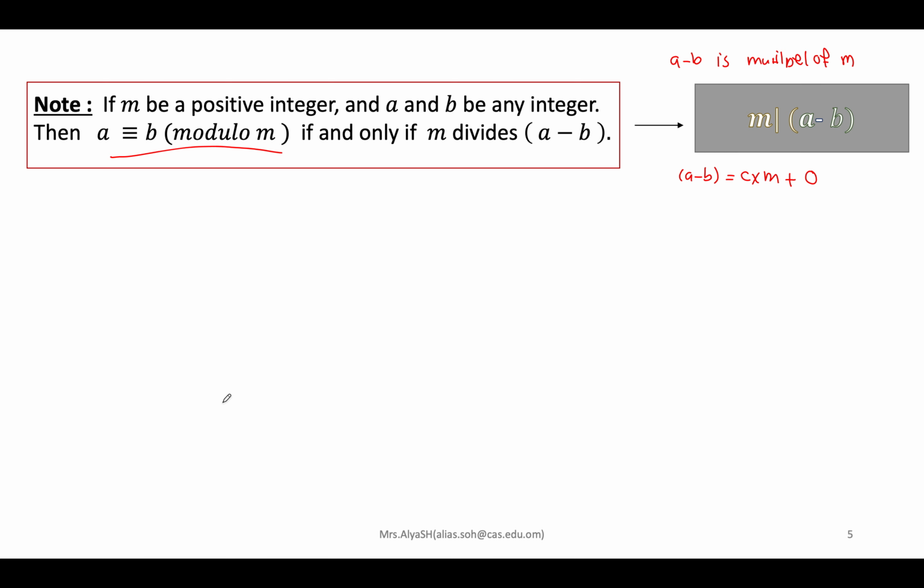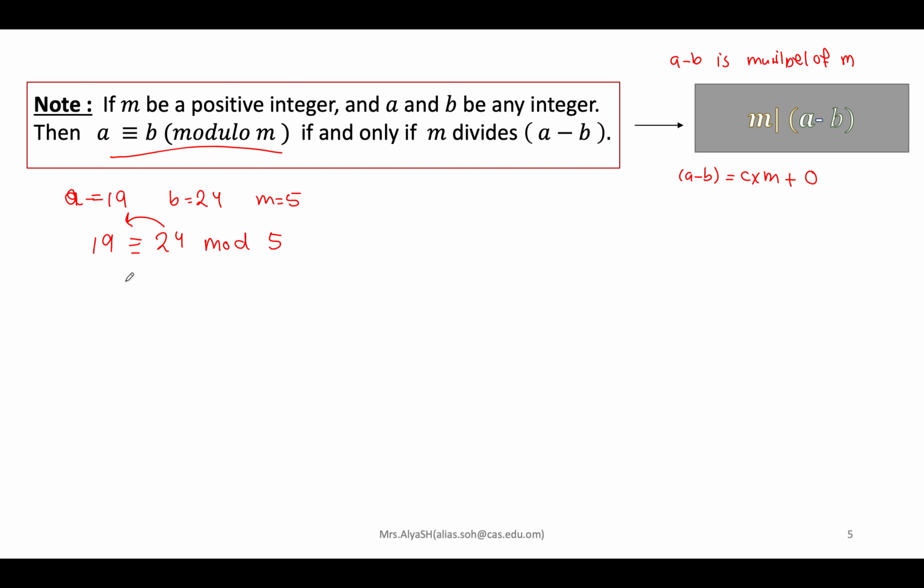Okay, now let's check with our example there. We got that A equals 19 and B equals 24 and M is 5. So in order to find that M divides A minus B, we should do 19 is congruent to 24 mod 5. So we need to subtract B from A.